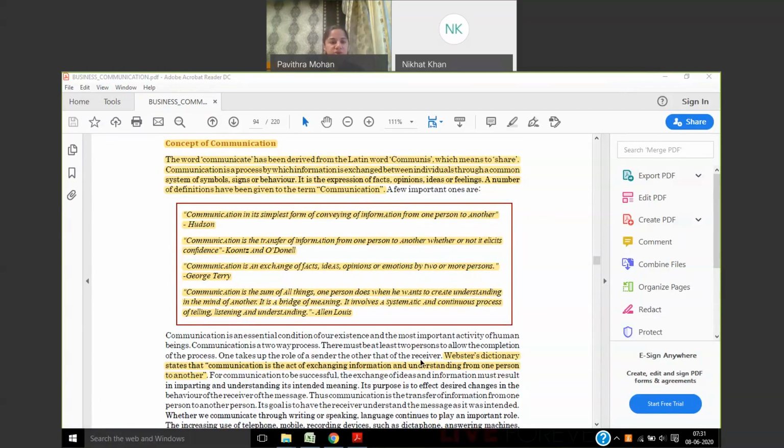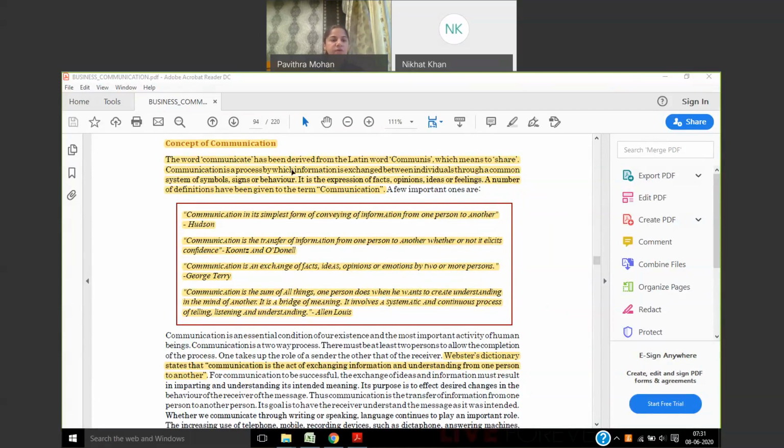The word communication has been derived from a Latin word called communis, which means to share. Kindly note this word, as they can ask you which word it is derived from and what it stands for. Communication is a process by which information is exchanged between individuals through a common system of symbols, signs, or behavior. It is the expression of facts, opinions, ideas, or feelings.